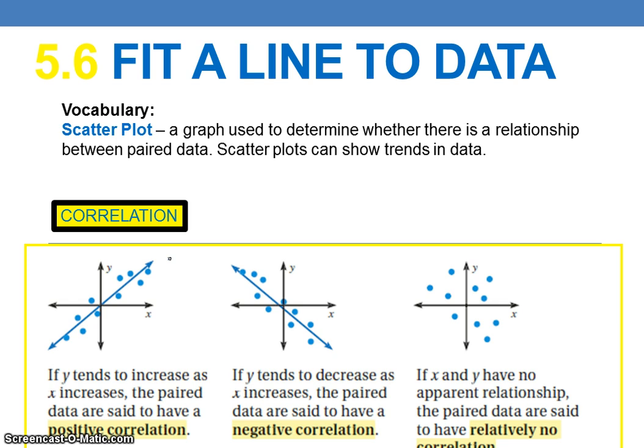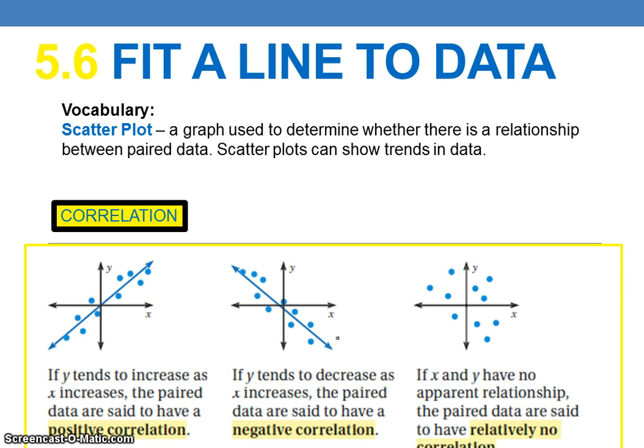Yes, ma'am. So for the negative correlation here, we see that from left to right, y is decreasing, my y values are going down as x increases. So it's a negative correlation, and the slope of this line is negative.